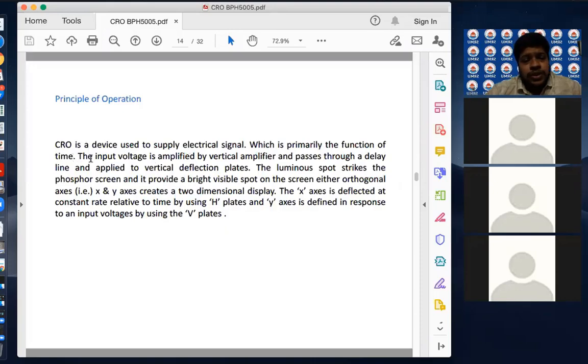So the input voltage is amplified by the vertical amplifier, passes through a delay line, and is applied to the vertical deflection plate. The luminous spot strikes the phosphor screen and provides a bright visible spot on the screen, on either orthogonal axis, x-axis or y-axis. The x-axis is deflected at a constant rate related to time using horizontal plates, and the y-axis is deflected in response to an input voltage by using V plates, meaning vertical plates.